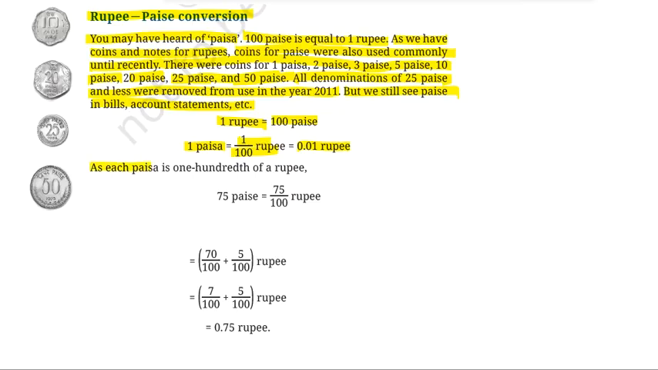So as each paisa is 100th of a rupee, if you have to represent 75 paise, तो आप उसको क्या बोलोगे? 75 over 100 rupees, या फिर हम इसको क्या लिख सकते हैं? 0.75 rupees, right? So 75 over 100 को we can write as 70 over 100 plus 5 over 100. फिर 70 over 100 will become 0.7 and 5 over 100 will become 0.05, और आप इसको ऐड करोगे तब भी सेम ही आने वाला है, 0.75 रुपी.